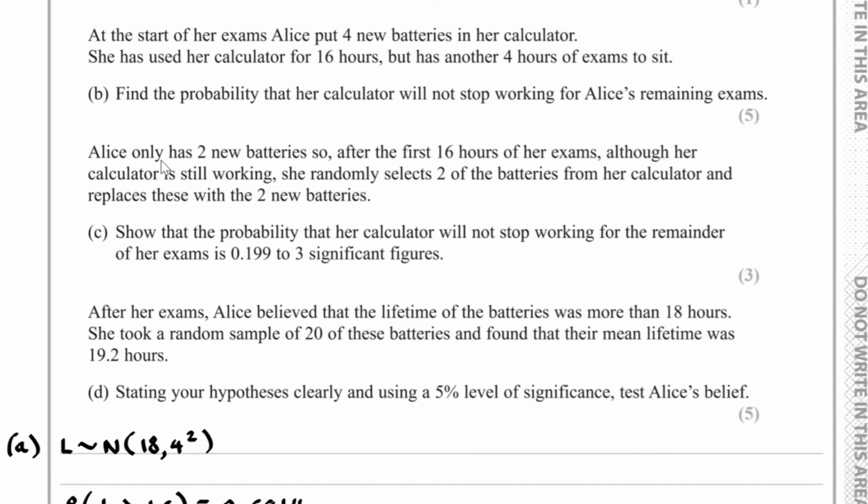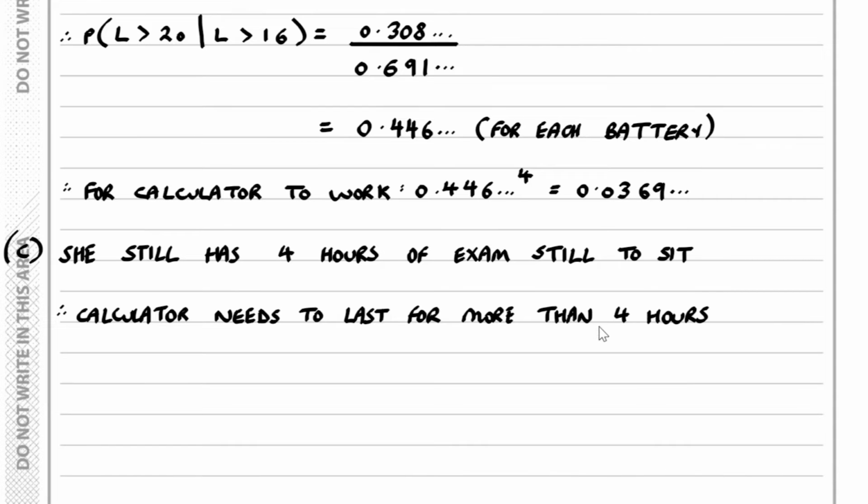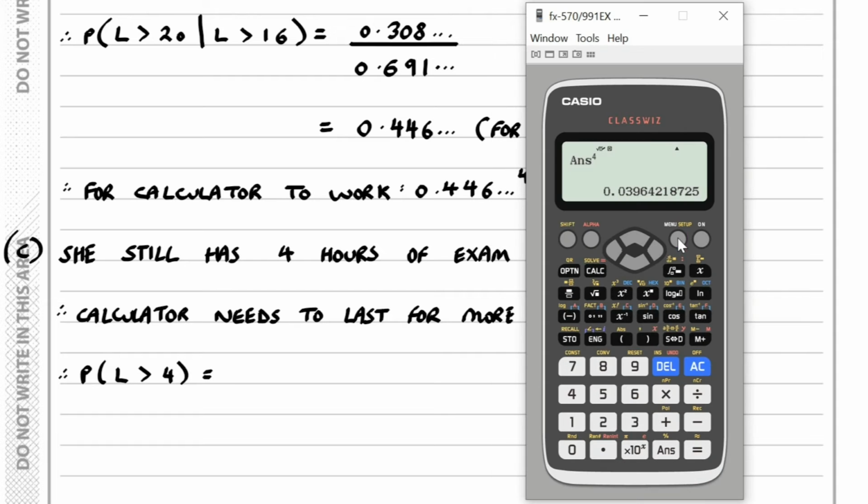And then for part C, Alice only has 2 new batteries, so after the first 16 hours of her exam, although her calculator is still working, she randomly selects 2 of the batteries from her calculator and replaces these with 2 new batteries. We have to show that the probability that her calculator will not stop working for the remainder of her exams is 0.199 to 3 significant figures. So here, she still has 4 hours of exams still to sit, and so the calculator needs to last for more than 4 hours. So therefore, the probability that L is greater than 4, we can quite easily calculate what this is.